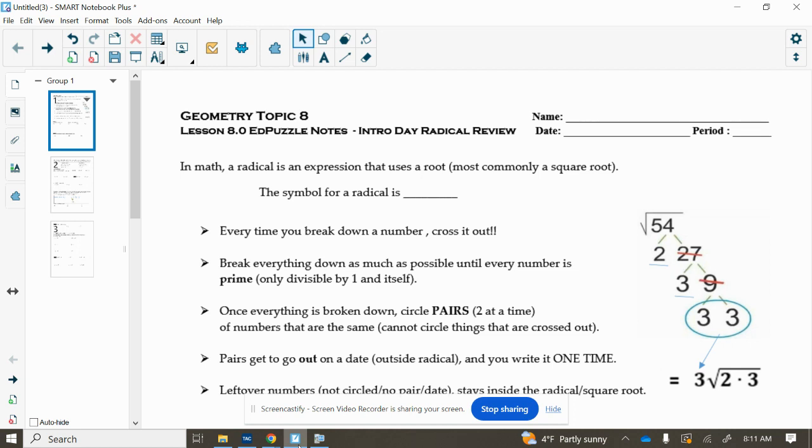Everyone, and welcome to topic 8. Today we are going to focus on reviewing a little bit of rules with our radicals.